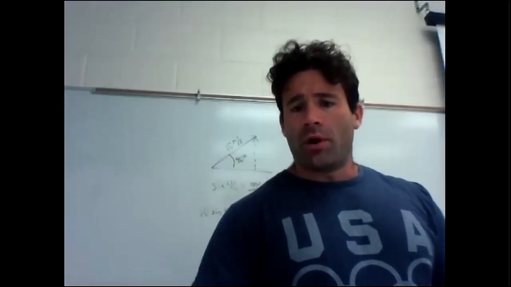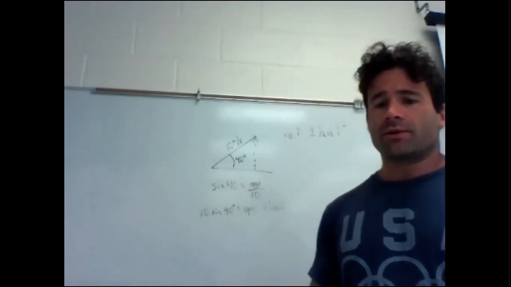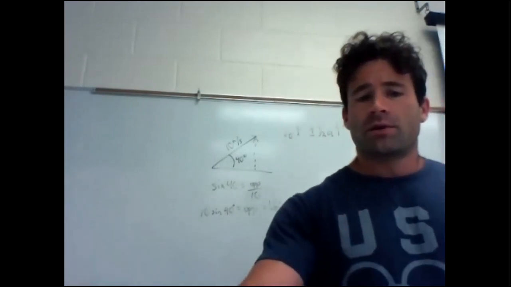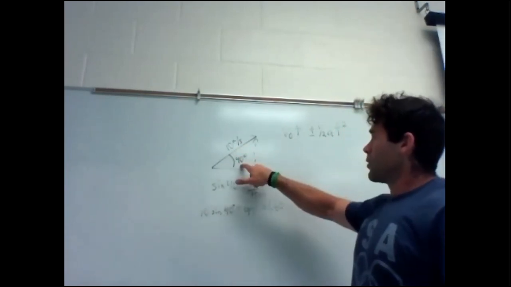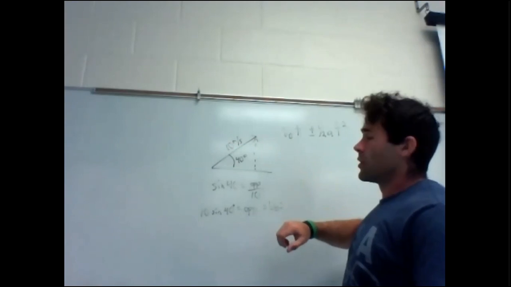So the ball thrown at a 40 degree angle at 10 meters per second flies for 2 seconds. How far will it have gone? Okay, so first thing we're going to do is draw it out. Figure the 40 degree angle, 10 meters per second. We want to find that vertical component.